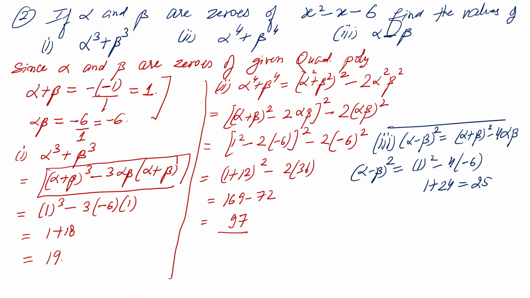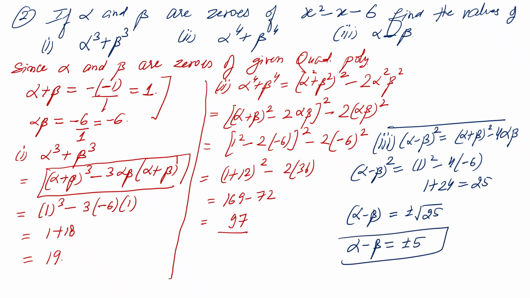But ये किसकी वैल्यू आई है? स्क्वायर की. But we need to find the value of alpha minus beta. So this will be equal to plus minus square root of 25. So your correct answer is alpha minus beta is equal to plus minus 5. ये आपका करेक्ट आंसर है. क्लियर है जी? चले आगे. चलो.